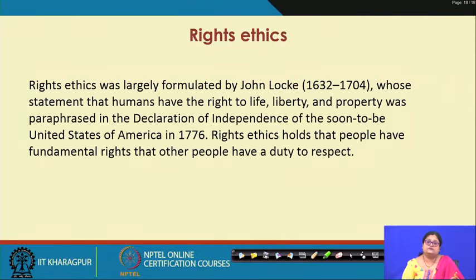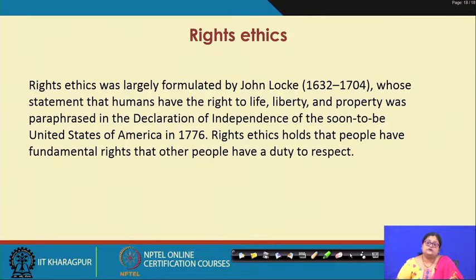Rights ethics was given by John Locke, whose statement that human beings have a right to life, liberty, and property was paraphrased in the Declaration of Independence of the soon-to-be United States of America in 1776. Rights ethics holds that people have fundamental rights that others have a duty to respect. That's why we are discussing both these theories together.